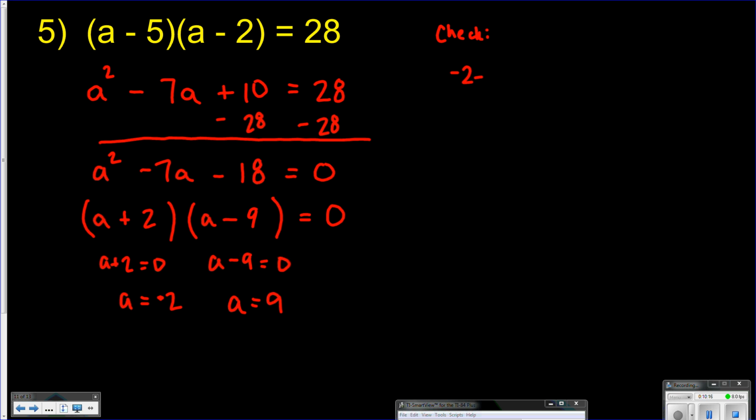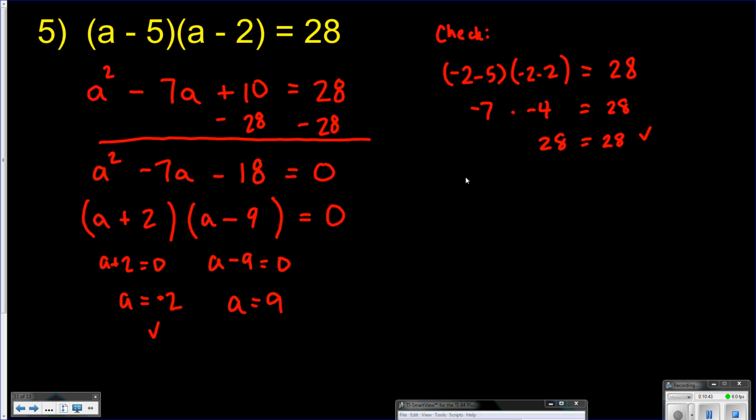So negative 2 minus 5 times negative 2 minus 2. We're saying that should equal positive 28. Negative 2 minus 5 gives us negative 7. Negative 2 minus 2 gives us negative 4. And that does give us positive 28.